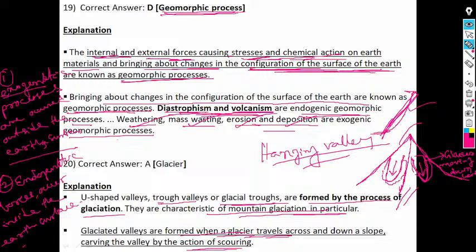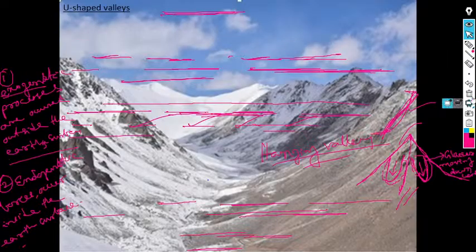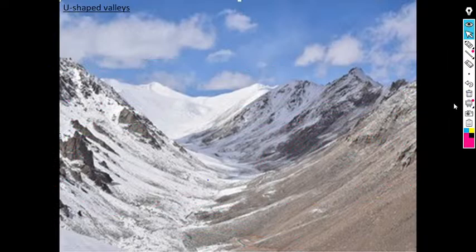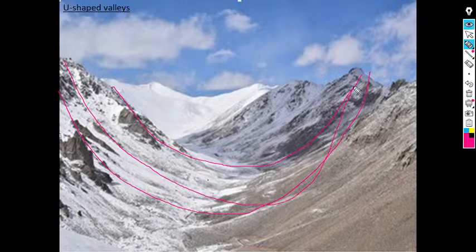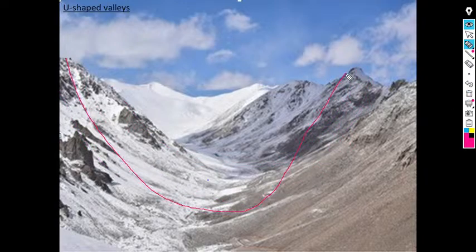Next, see, this is a U-shaped valley or a hanging valley. You can see the glacier cutting the mountain. Just look at it, it looks like a U shape. Just mark this one here, U shape.